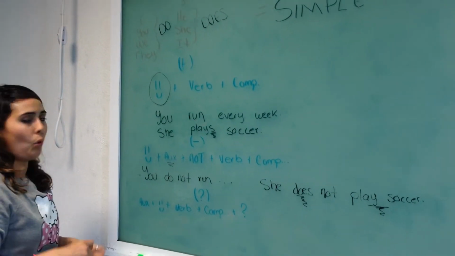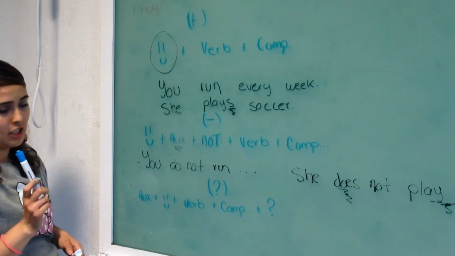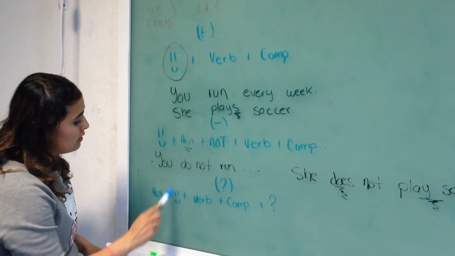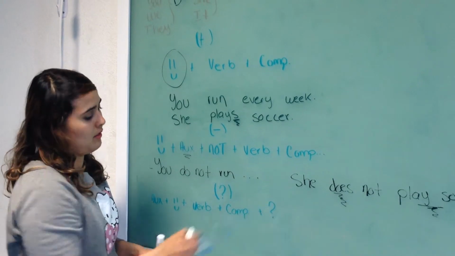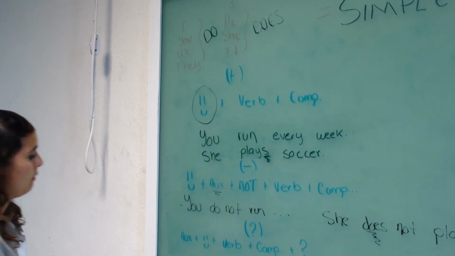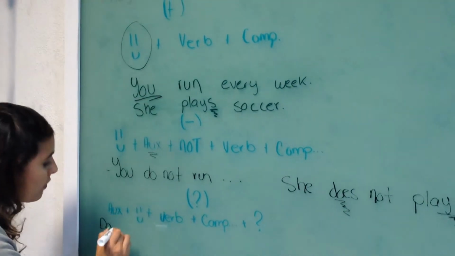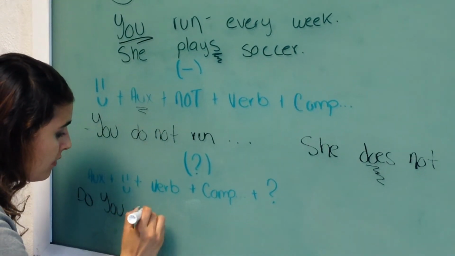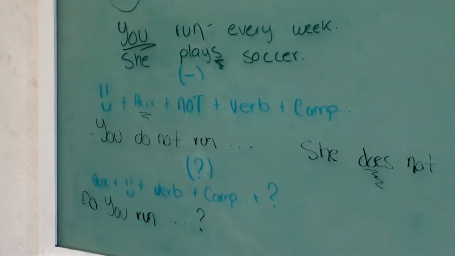In the case of the questions, the structure of the question is the next. First, you need the auxiliary, do or does. Then you put the person, then the verb, the complement, and the question mark. For example, if you want to put this sentence in a question, you have to put first the auxiliary, do, then the person, you, the verb, run, and then the complement. And at the end, the question mark.